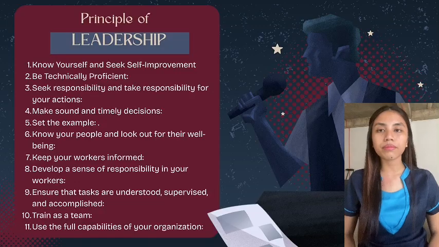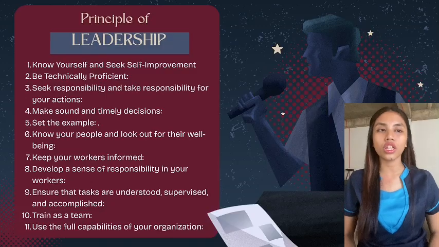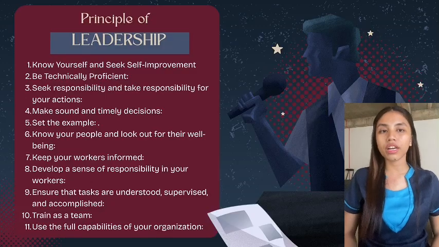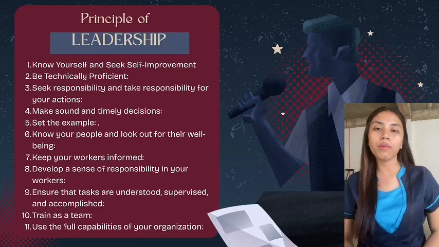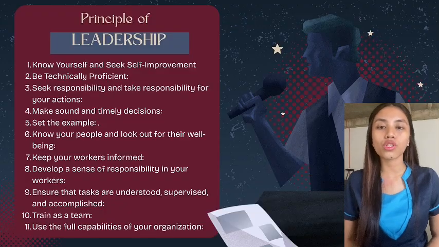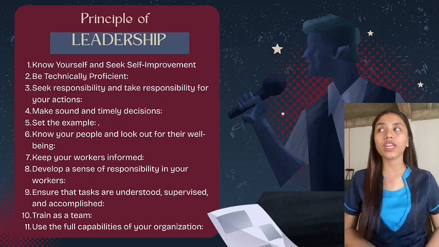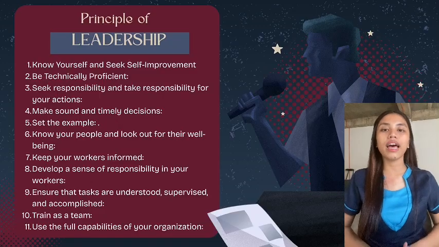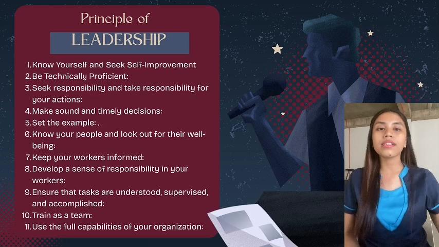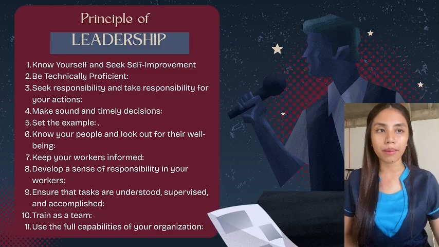Number 3, seek responsibility and, for example, take responsibility for your actions and guide your organization to success. Don't blame others, fix the problem and move forward. So number 4, make sound decisions. So the example is use problem solving, decision making, and planning. Number 5, set the example. So be a good role model for your employees by doing what you expect of them.